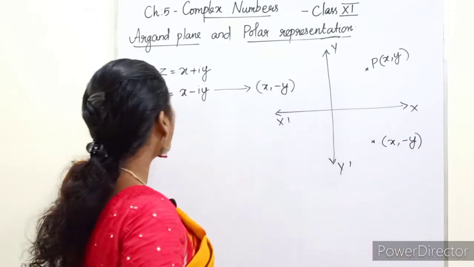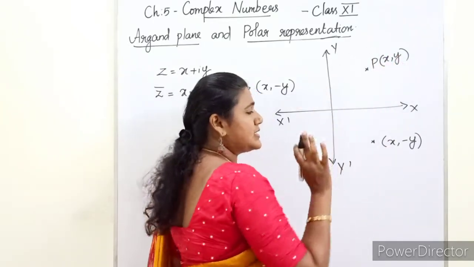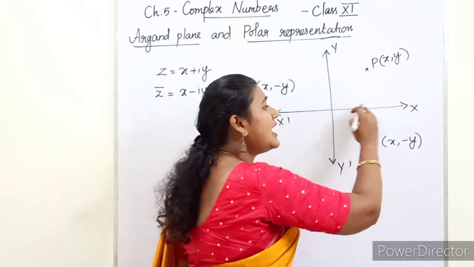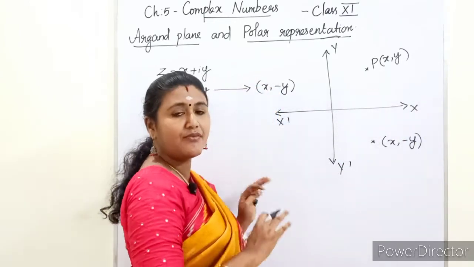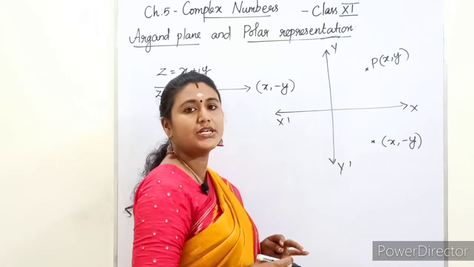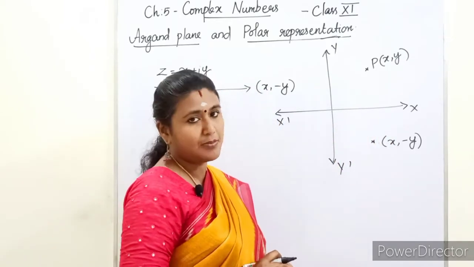Okay, so the conjugate is a mirror image of the point. The point and its conjugate will form a mirror image about the real axis. If you want to represent the conjugate of a complex number in the Argand plane, you will get a mirror image only.